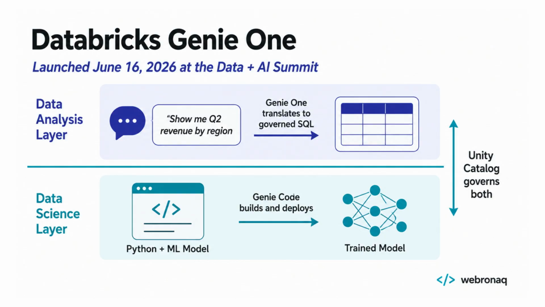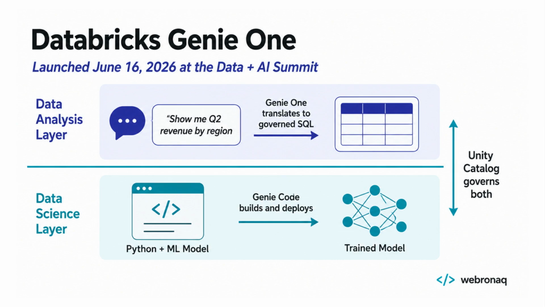In the data science layer underneath, data scientists use Genie code to build, debug, and deploy machine learning models that power smarter predictions. Both layers sit on top of Unity Catalog, Databricks governance engine, so the data is trusted and access controlled throughout. One product, two disciplines, working together. That is not a coincidence. It is exactly how modern data teams are structured.